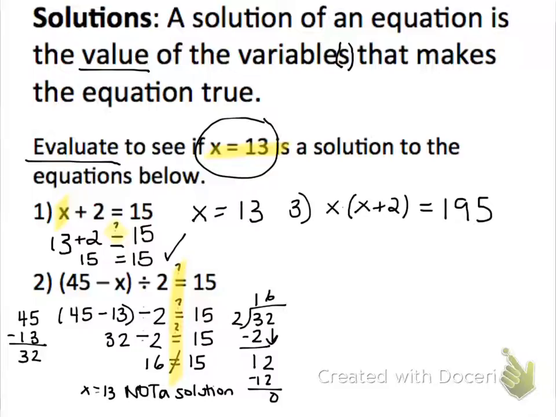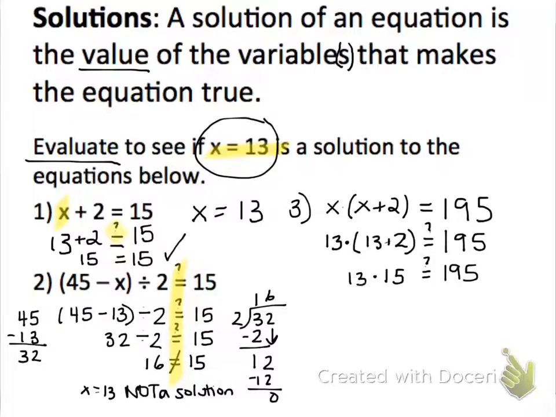So I'm going to substitute in 13 for my x. So I'd have 13, then 13 plus 2. And the question is, is that equal to 195? Now I'm going to put a dot here just to remind everybody that this means 13 times whatever's inside the parentheses. Now I'm going to do my parentheses first. What's 13 plus 2? Well, 13 plus 2 is 15. And now we have 13 times 15. And I'm going to do that on the side.